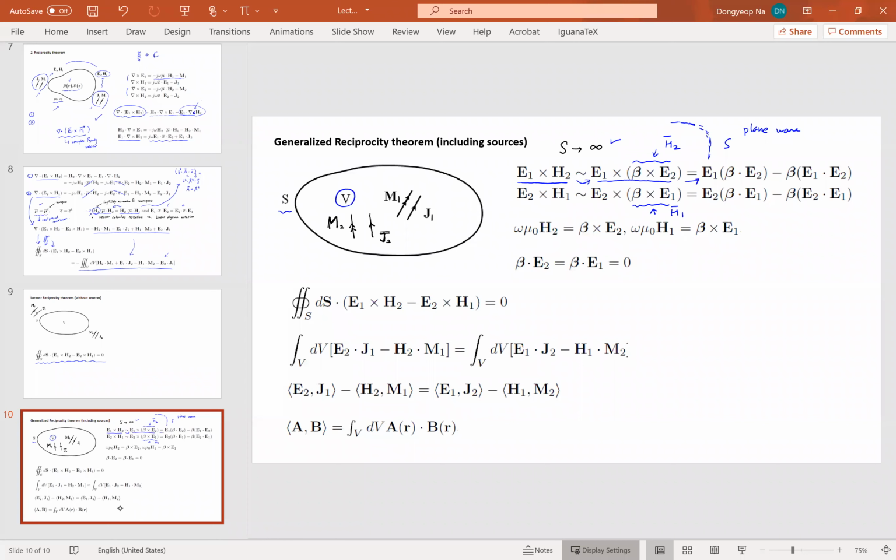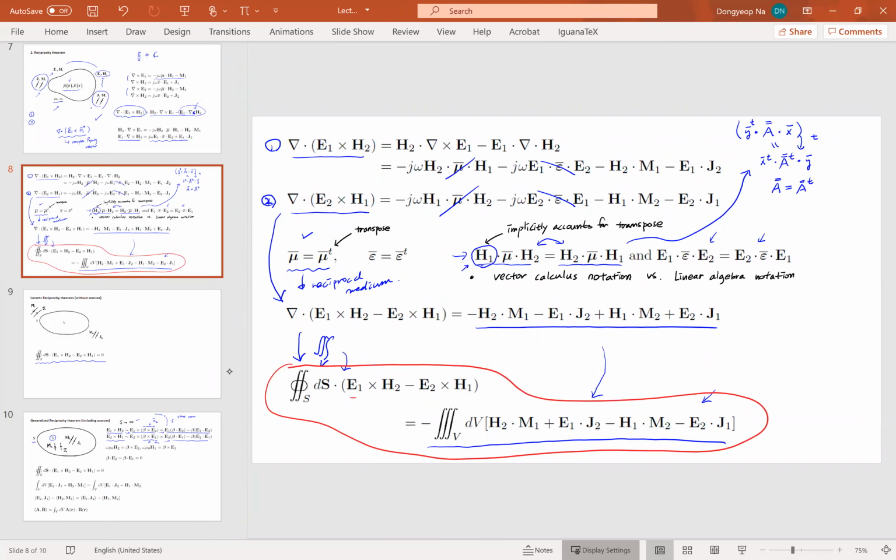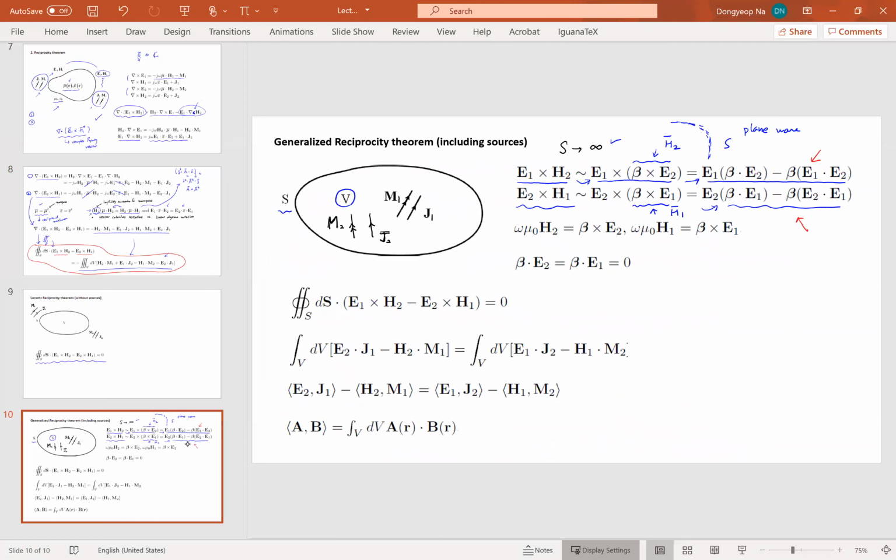And then by using the vector identity, we have this equality, and also E2 cross H1 as the result. So we can plug our result into this equation: E1 cross H2, this term, E2 cross H1, this term, and then we can figure out that these terms are canceled out because they are the same.